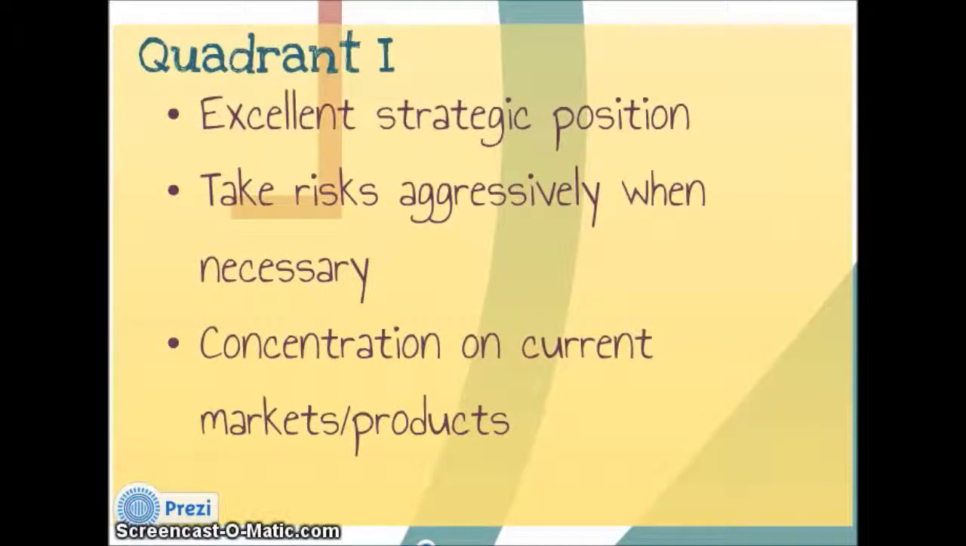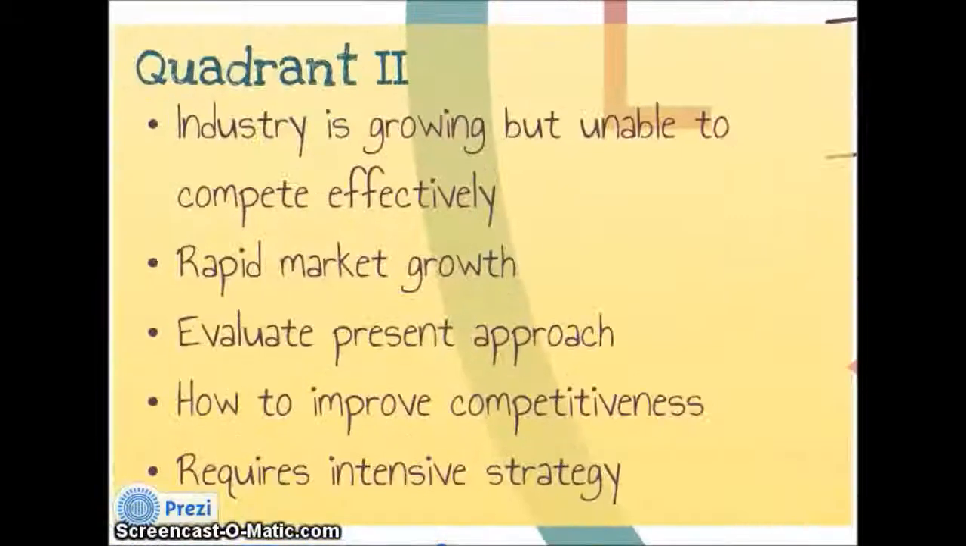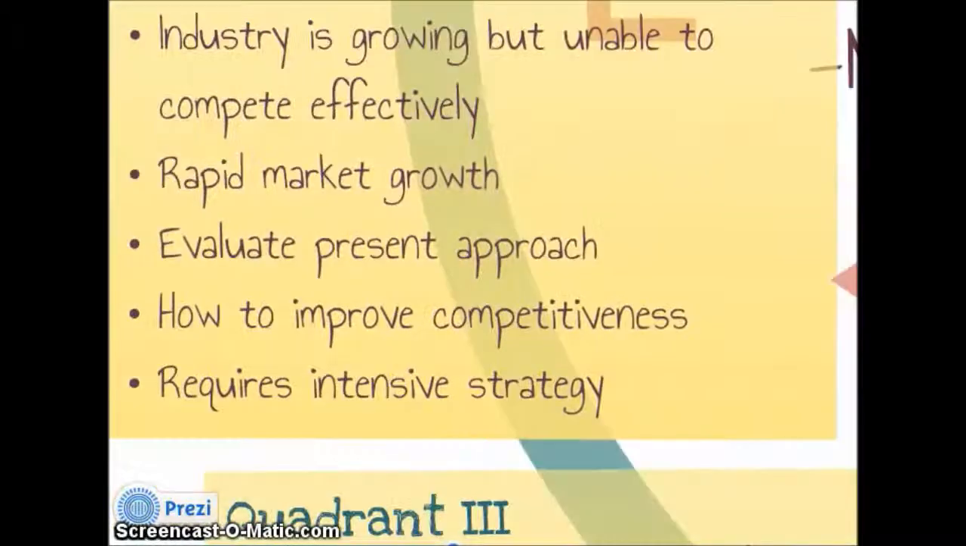Firms or products in quadrant 1 are those who have excellent strategic position and they can take risks aggressively when necessary. For firms and products in quadrant 1, continuing concentration on current markets and products is an appropriate strategy. Firms or products in quadrant 2 are those which are in a growing market but are unable to compete effectively. Firms and products in quadrant 2 need to evaluate present approach and think of ways on how to improve competitiveness. Also, it requires intensive strategy.